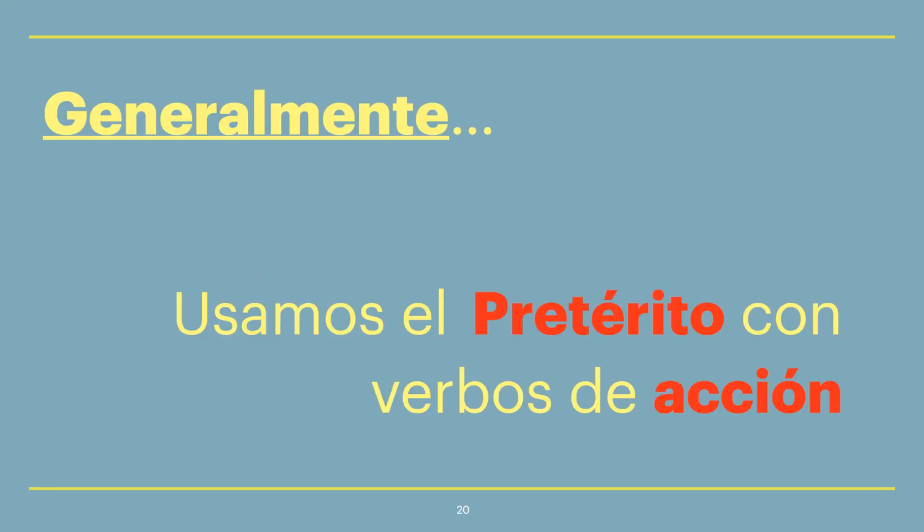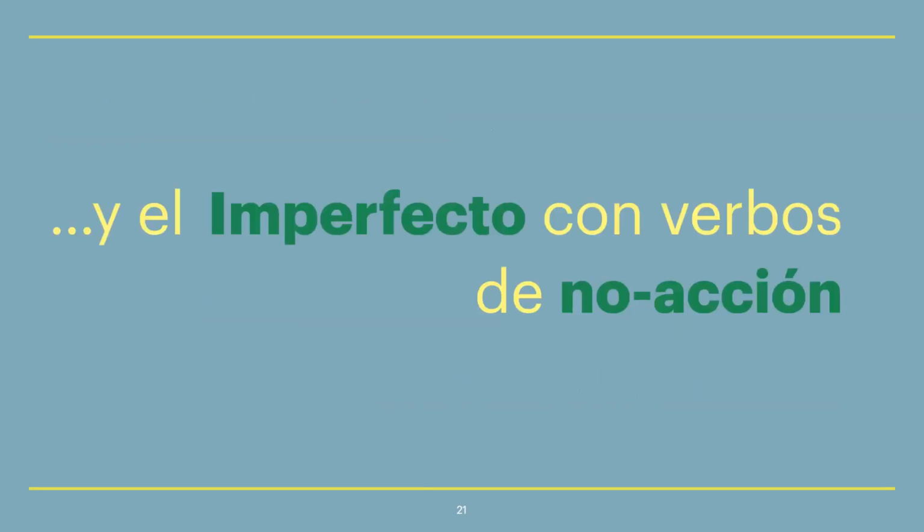Generalmente usamos pretérito con verbos de acción. Remember, so a cat ran in front of my dog. That's an action verb. My dog began to bark. The cat climbed up a tree. My dog followed it. Those are action words, and we use the pretérito generalmente. Y el imperfecto con verbos de no acción. It was a beautiful day. There wasn't a cloud in the sky. It was gorgeous. Those are non-action verbs.